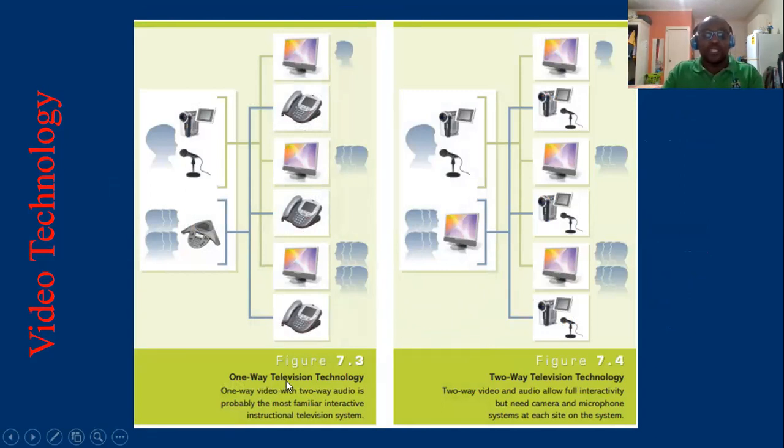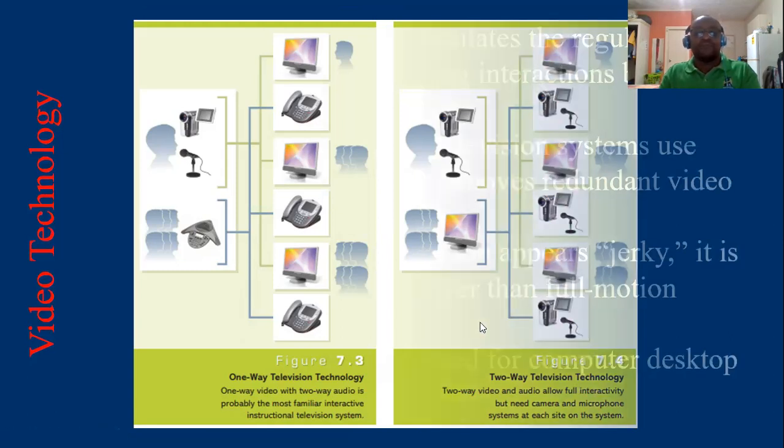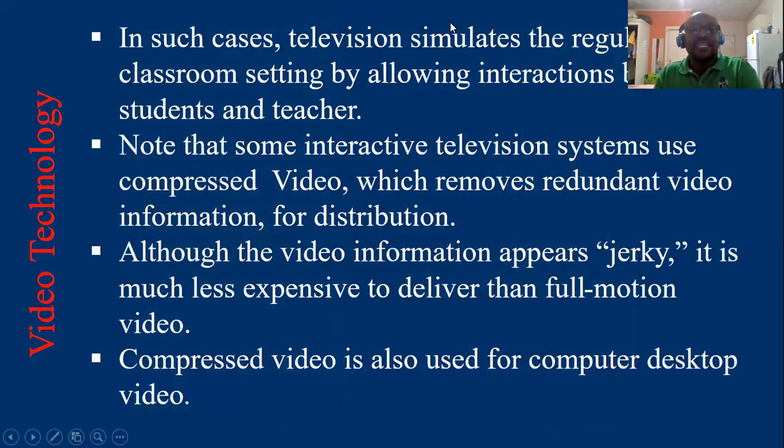And this is a one-way television technology. And this one is a two-way. You can see the speakers. There's only one speaker here, but here there are 1, 2, 3, 4 speakers that are actually used at a point. So in such cases, television simulates the regular classroom setting by allowing interaction between students and the teacher.